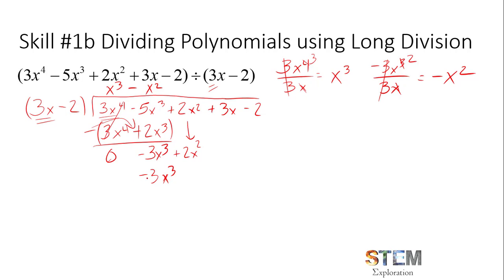You got to get that to match up. If it doesn't match up, it's not going to work. And now what we're going to do is go negative x squared times negative 2. That's going to give me positive 2x squared. Boom. That is awesome. Both terms match up. All right, all goes away. And now you have 0 plus 0. Nice. Okay. And now that you have this situation arise, we're going to drop this down.